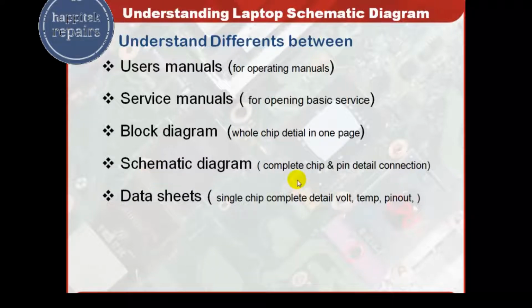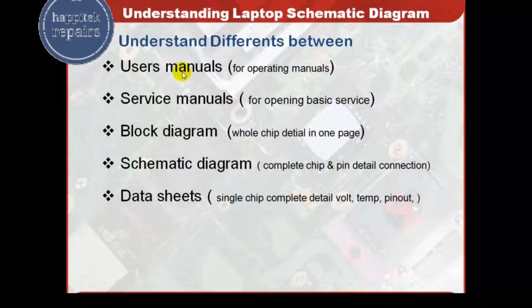You can see the schematic diagram is a complete chip and pin detail connection, where all the chips, every pin, connection method, control, ground, VCC, all those will be shown in the schematic diagram. It will be at least 35 pages or more. And the block diagram is a single page. Service manual is also 30-40 pages.